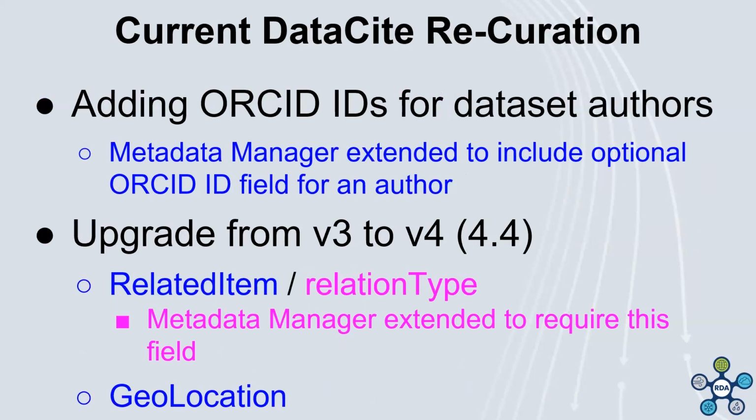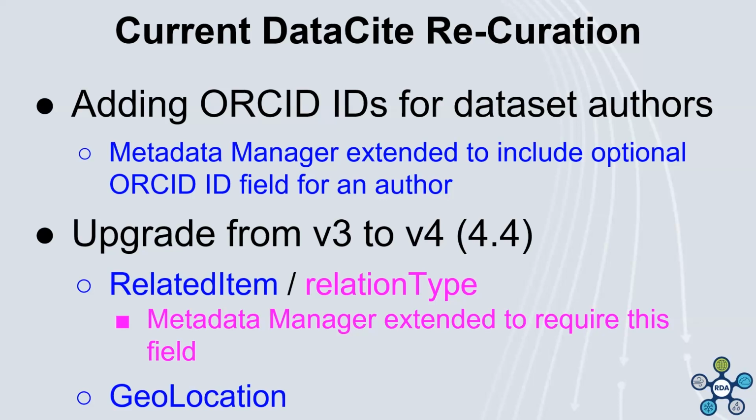Okay, now to the current recuration effort. We're doing this because we want to add ORCID IDs for dataset authors. Metadata manager has been extended to include this field now as an optional field for an author. And in the process, we're taking the opportunity to upgrade from version 3 to version 4 of DataCite's format.